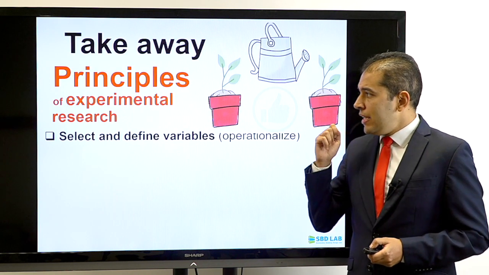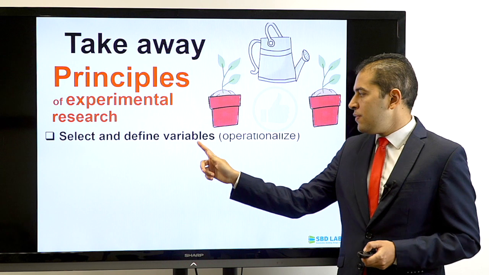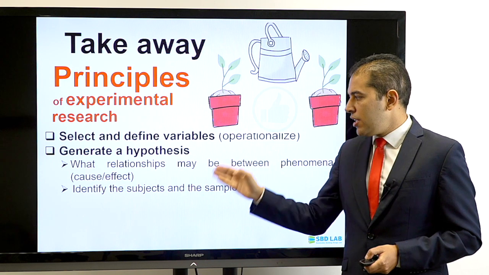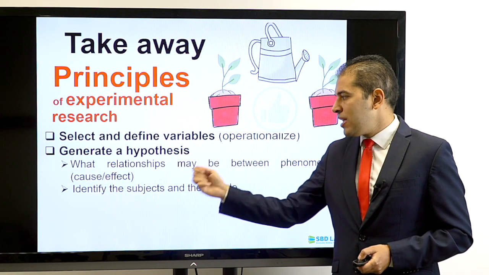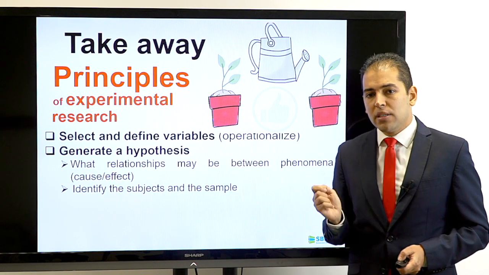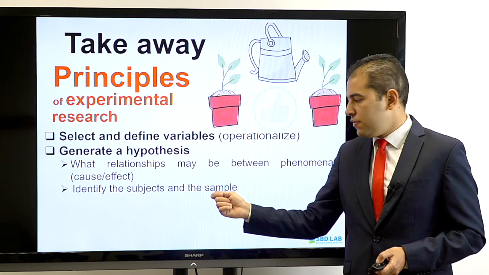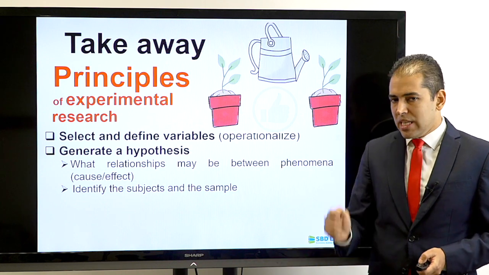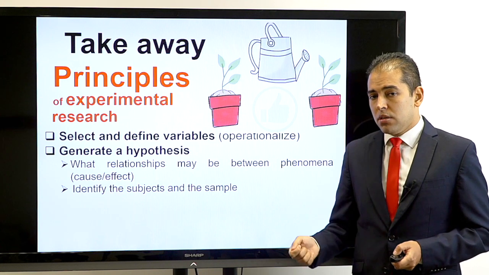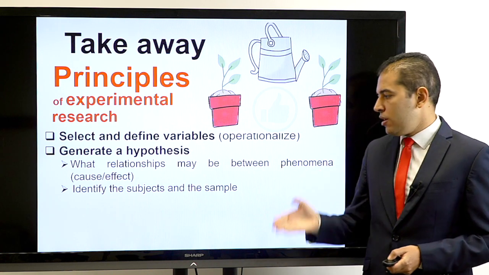Well, in experimental research, there are very important principles. One of the very important principles is to select and define your variables through operationalization. You try to generate a hypothesis, and you have to establish what relationships might be between the phenomena. So you are seeking cause-effect relationships when you're doing experimental research. So make sure to identify the subjects of your experiment and your sample size, and this has to be done through a randomized control approach, randomization in the sampling and the recruitment, and the control will be that you measure before and after, and that you have a control group and you have a treatment group.